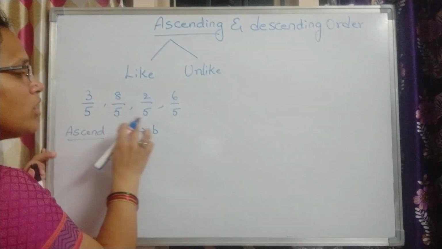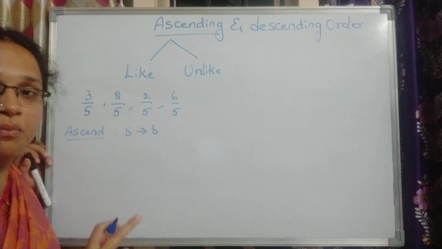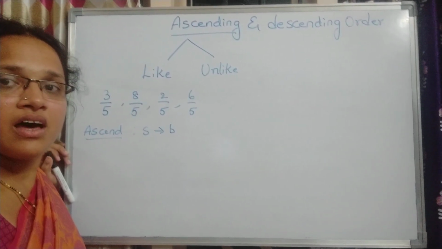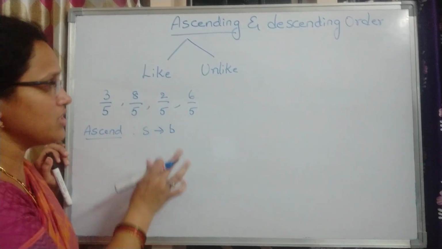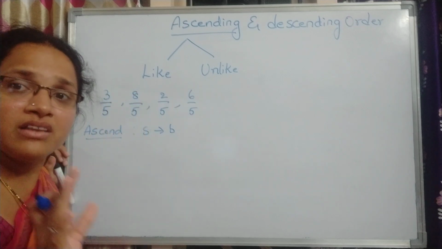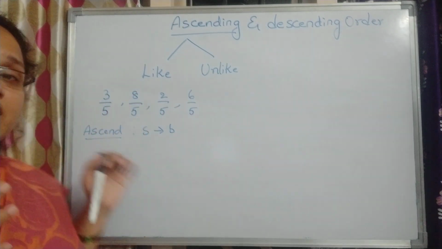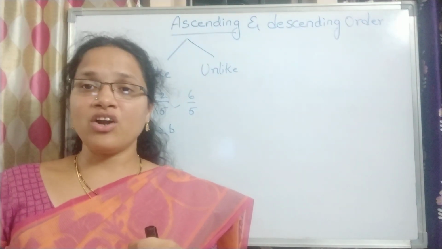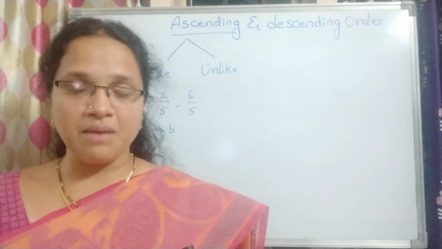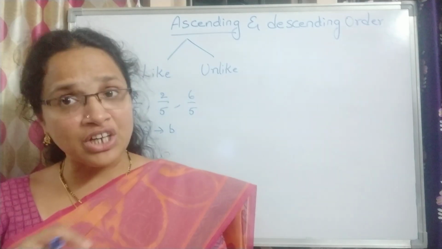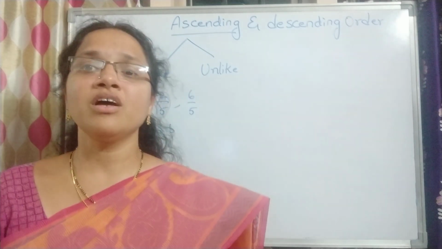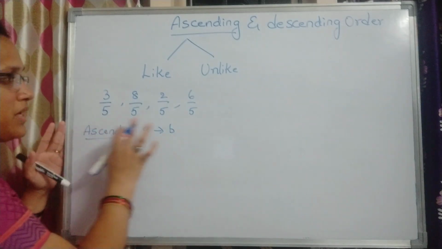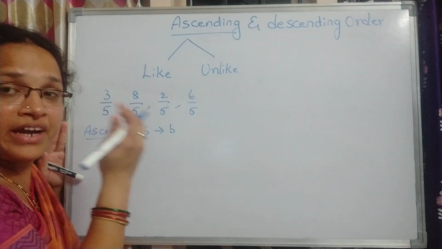Now as all the denominators are same, it means that it is a like fraction. Yes or no? Now as it is a like fraction, you need to just compare the numerators. Like how you have done your other arithmetic operations like addition and subtraction, if the denominators are same, we used to add the numerators. If the denominators are same, we used to subtract the numerators. So now as the denominators are same, let us find ascending order means small.